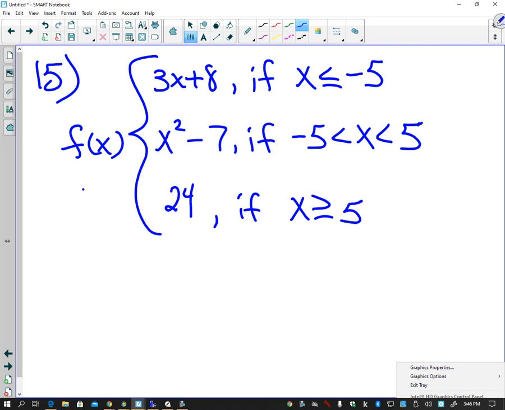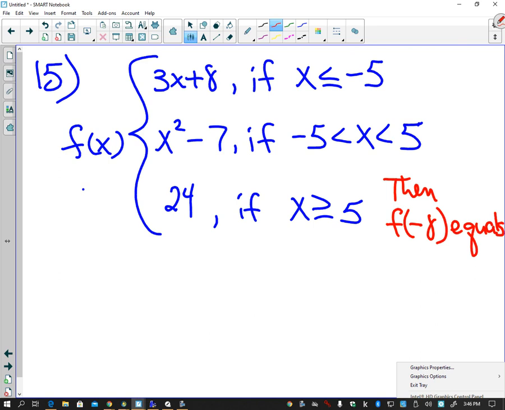Okay, so we want to look at things that will work here. It says then, so it gives you all that. Okay, it says then f of negative 8 equals.